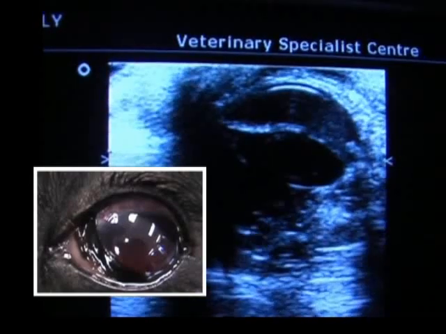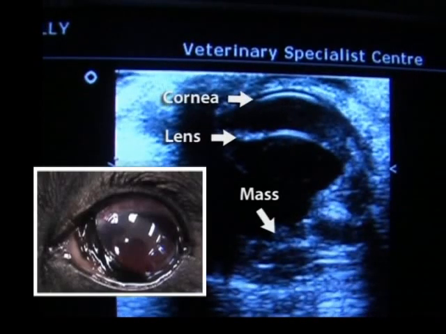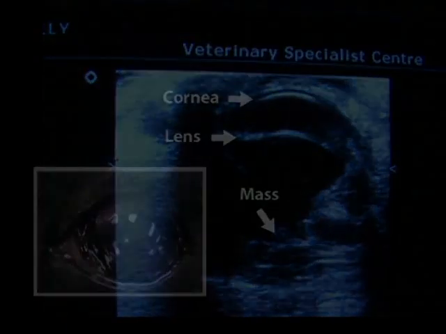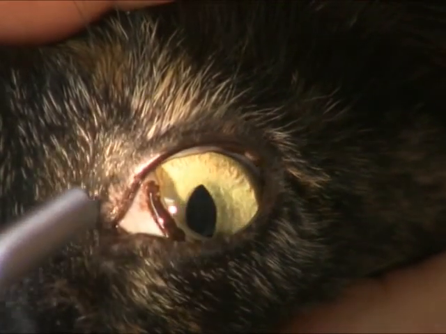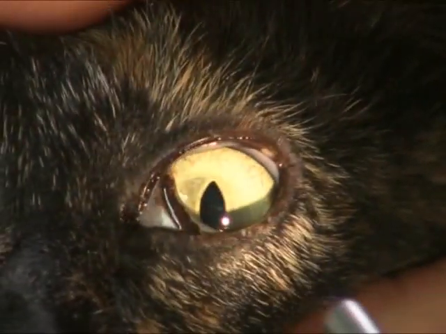In this case, ultrasound revealed a mass in the posterior globe. This was suspected to be a metastasis originating from a primary splenic hemangiosarcoma. When examining the iris, both its general appearance and surface detail should be noted.